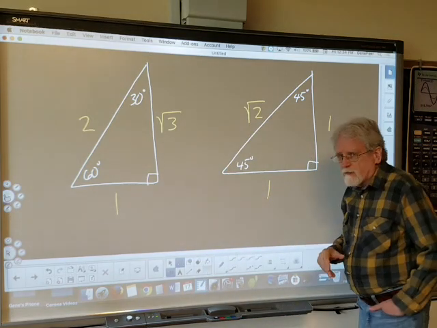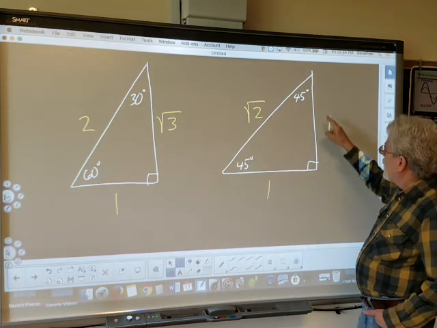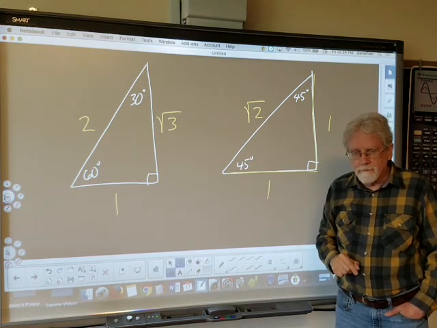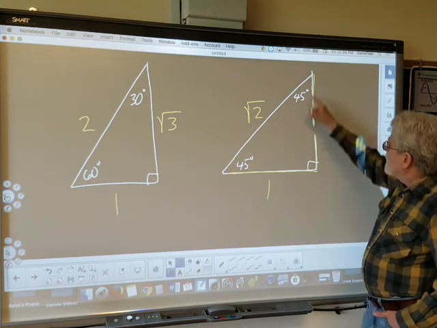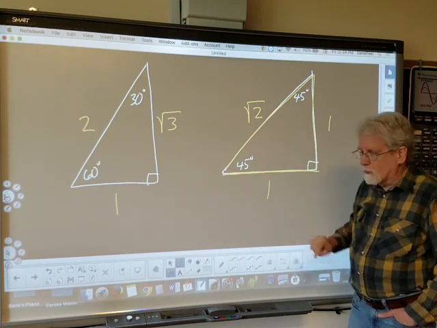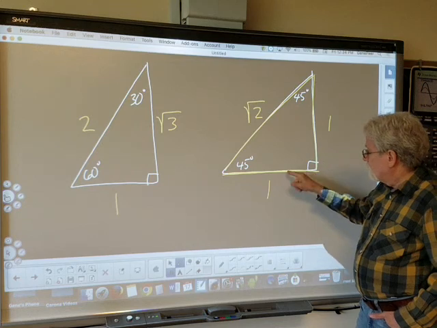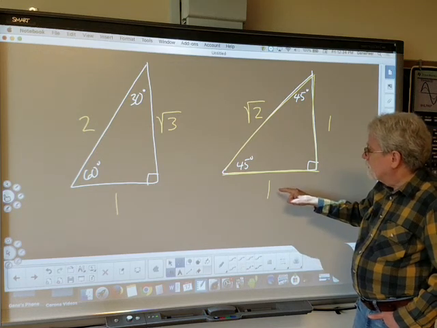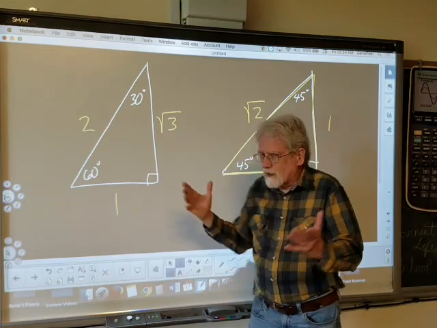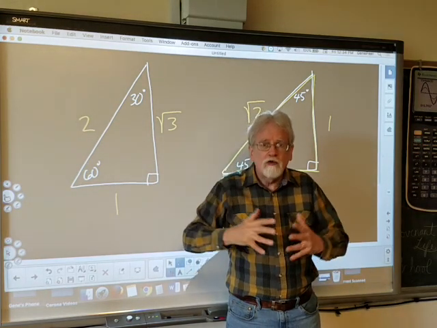In a 45-45, the ratio of one leg to the other leg is just 1 to 1. The ratio of the hypotenuse to the leg is square root of 2 to 1. Or from leg to hypotenuse, 1 to square root of 2. These are just ratios. That's all that we've been looking at in the last couple of sections is just ratios.